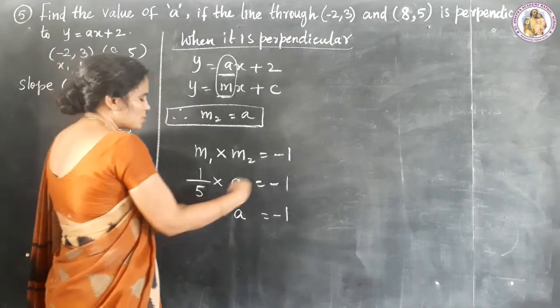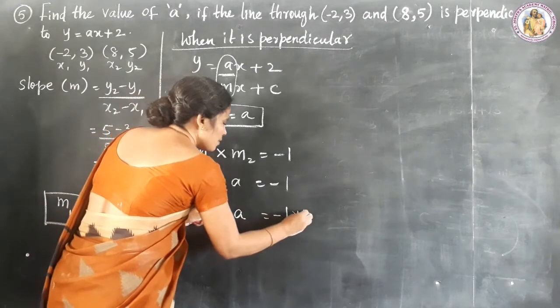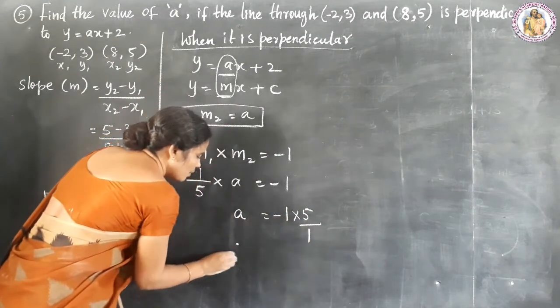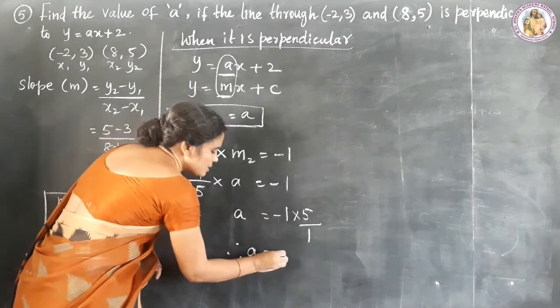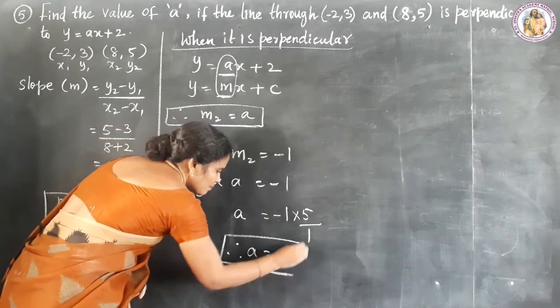Now 1 by 5 goes to the right side, it becomes 5 by 1. So therefore a is equal to 1 5s are 5, plus into minus is minus. A is equal to minus 5.